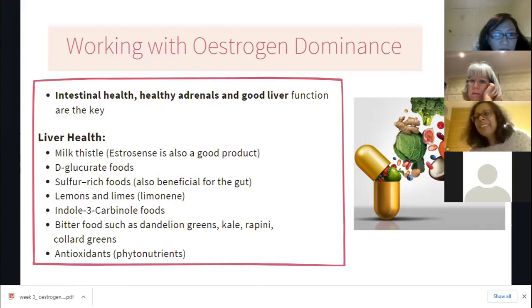Your cruciferous vegetables for the indole-3-carbinol, and bitter foods like dandelion, kale, rapini, collard greens, and rocket, as I mentioned before, and also bitter melons, which are often found in Oriental, Indian, Vietnamese, or Chinese type grocery stores. So there are a lot of ways to incorporate bitters into your food. And then lots and lots of antioxidants. That's just all your colorful fruits and vegetables, berries, and things.